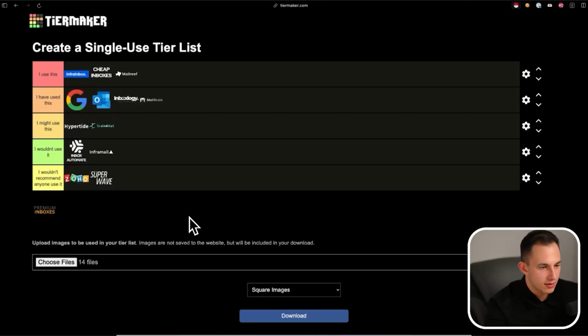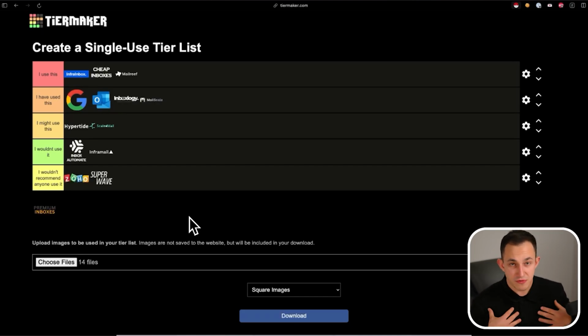Now, the reason why I put them here is because I haven't used them personally, but every single person that I know that does cold email that's used Infra has nothing good to say about them. Now, again, I have nothing against their team. I have nothing against their founders. I haven't met them before, but from what I've heard, everybody says that Infra doesn't work.